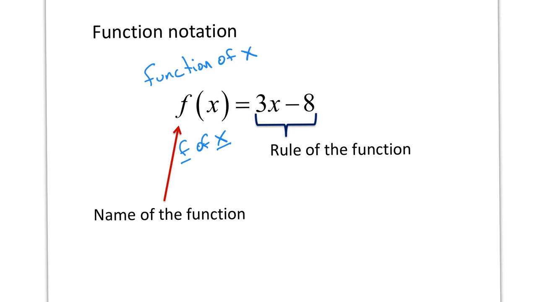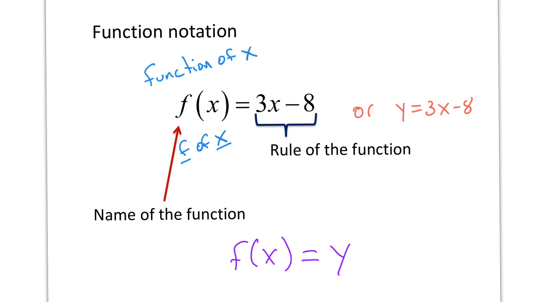Now something else that you also have to understand. This f of x is the same thing as the letter y. So in a function, you can actually substitute or replace f of x with y. Another way you can write this function is y equals 3x minus 8. So it's very important that you understand that y is the same thing as f of x. I'm just going to write it down on the bottom so you can remember that f of x is the same thing as y, or we can say that y is the same thing as f of x.